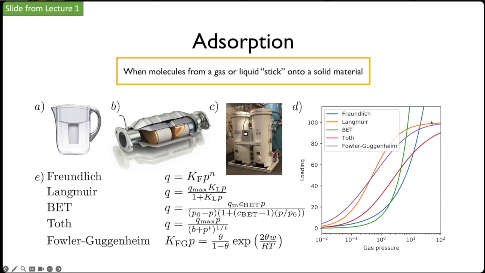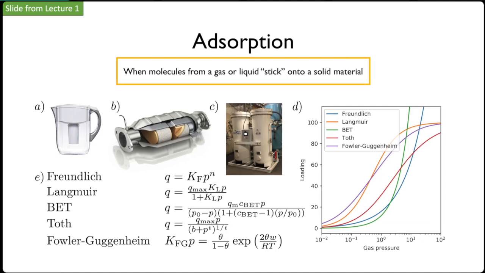And generally speaking, people will go and collect data. You change your gas pressure, and then you measure the loading. As your gas pressure goes up, you get more molecules sticking onto the material until eventually the material gets full and it saturates. But depending on the material and molecule combination, you end up with different kinds of curves. And people have come up with these different equations over the years. Some of these are empirical, some are semi-empirical, some are based on derivable mathematical theories. That's especially the Langmuir and the BET models.